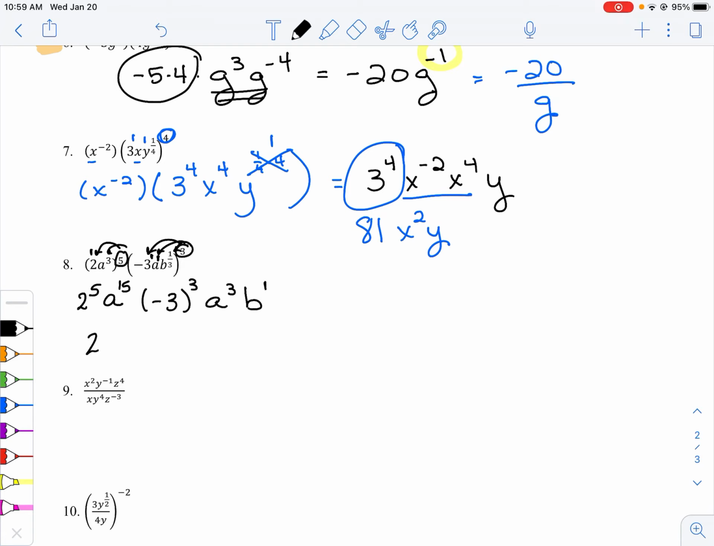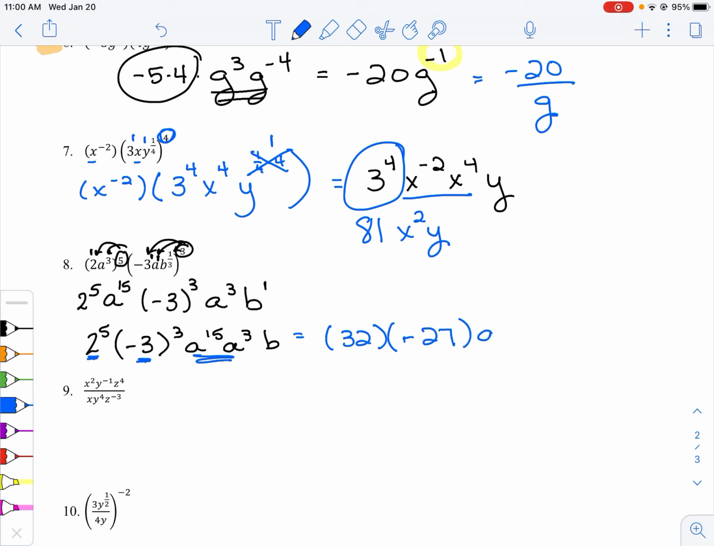All right, so I'm going to group my numbers, and then group my letters. I meant to switch colors, but that's okay. Well, I can't put this 2 together with this 3 until I get rid of their exponents. So I need to find out what each of those are. So 2 to the 5th is 32. Negative 3 to the 3 is negative 27. My a's I can go ahead and put together, a to the 18, and my b is just b.